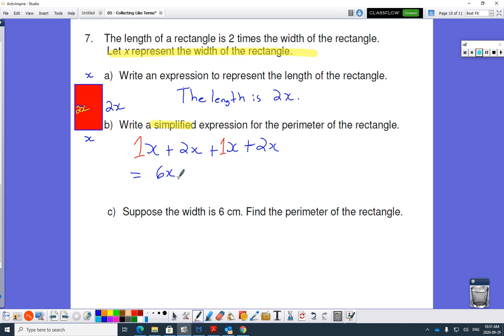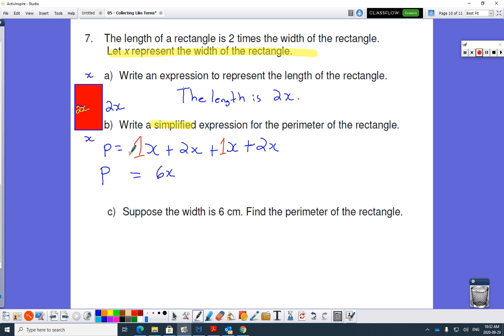But I want to do a little better than that. To get ready for the rest of this chapter and for next chapter, I really should have written P equals. That's what we're really calculating here, is the perimeter. So the perimeter is 6 times X, whatever X is.